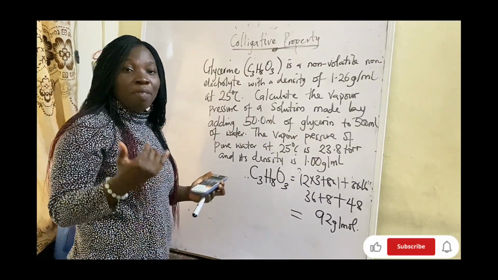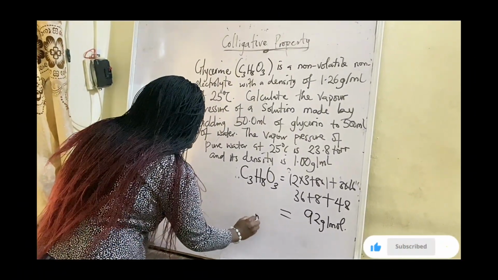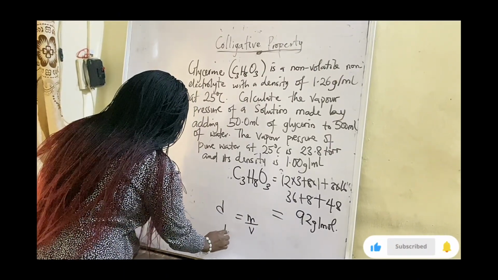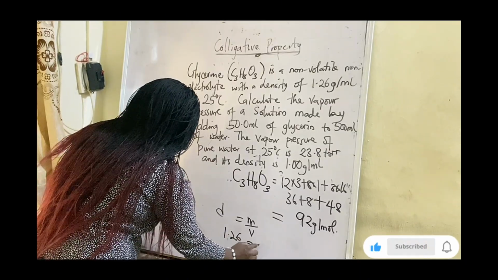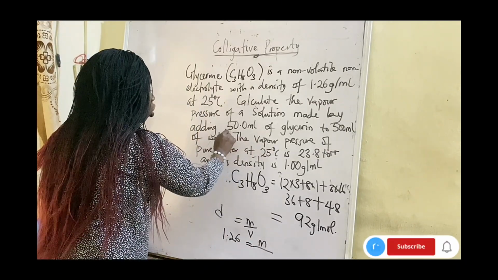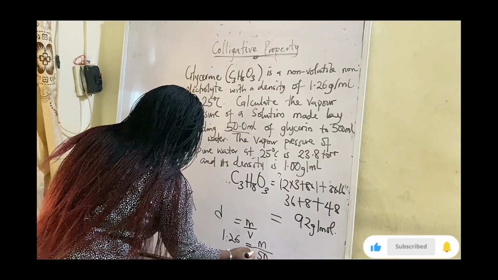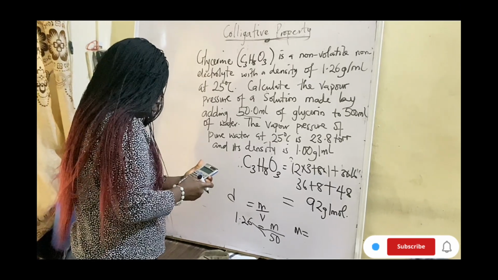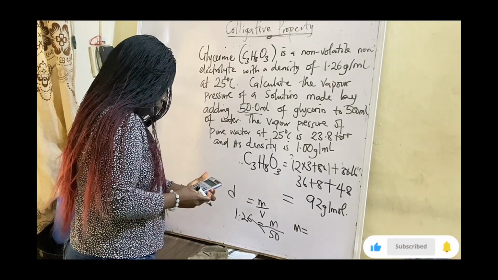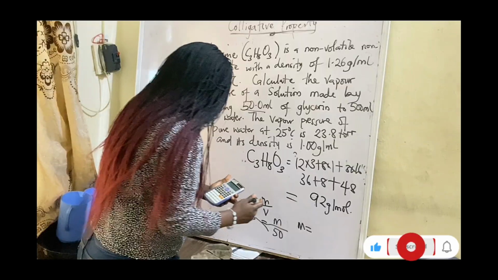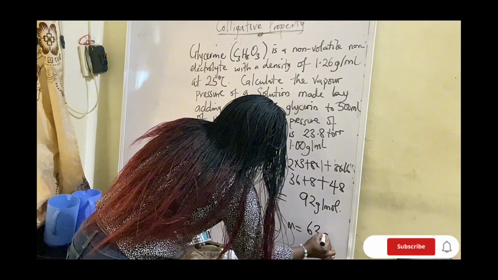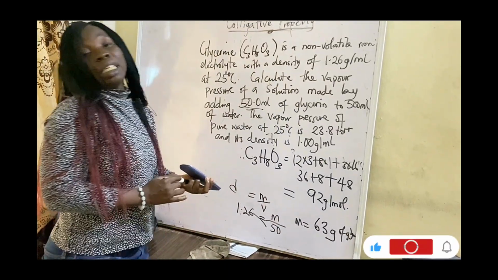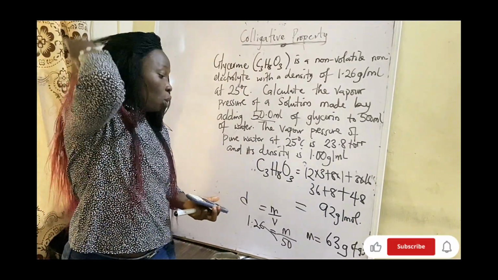So we know the formula for density to be mass all over volume. And since density was given to us, our density is 1.26 equals mass all over the volume, which was given to us as 50. So it means we multiply 50 by the density to get the mass of glycerin to be 50 times 1.26, which is 63 gram of glycerin.